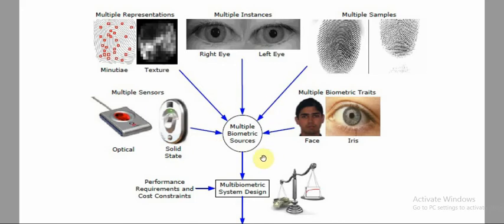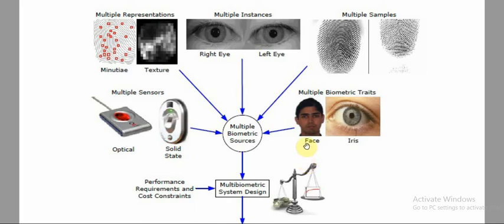As you can see in this figure, multiple biometric sources can be achieved from different parts, multiple instances, multiple representations, multiple sensors, multiple samples, or multiple biometric traits. In all of these four, we use the same biometric traits and get different samples or instances or different sensors. But here in multiple biometric traits, we use two or more different biometric traits to capture the biometric information of the person.